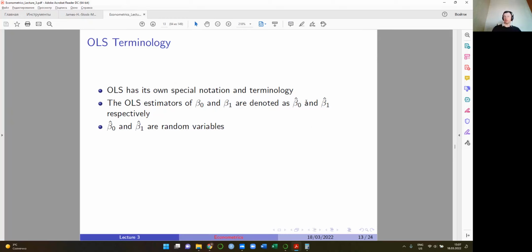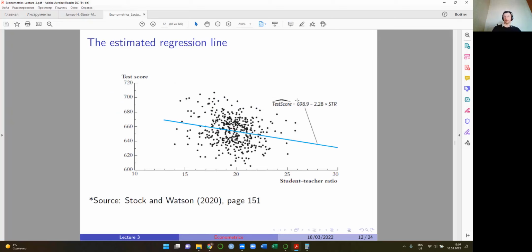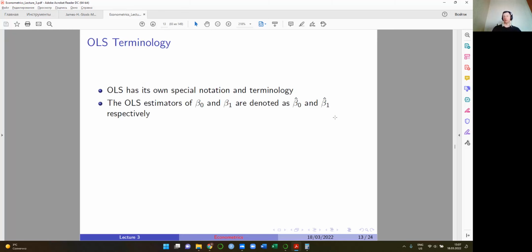Though those particular values, 698.9 and minus 228, those outcomes are based on this random sample. If we collect another sample of data, if we take other districts, we would have different numbers as the result. That's very important, and we will discuss this in the next lecture.